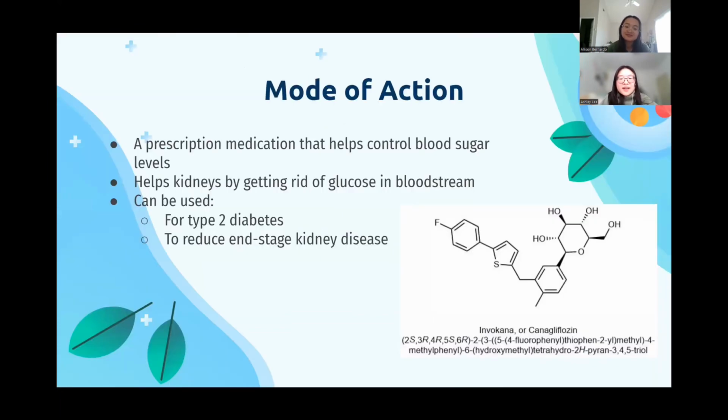So for our mode of action, Invokana is an oral diabetes medication that helps control blood sugar levels. It works by helping the kidneys get rid of glucose from the bloodstream. It also lowers the risk of end-stage kidney disease in those with heart and kidney problems caused by type 2 diabetes. On the right, it shows the structure of our compound.